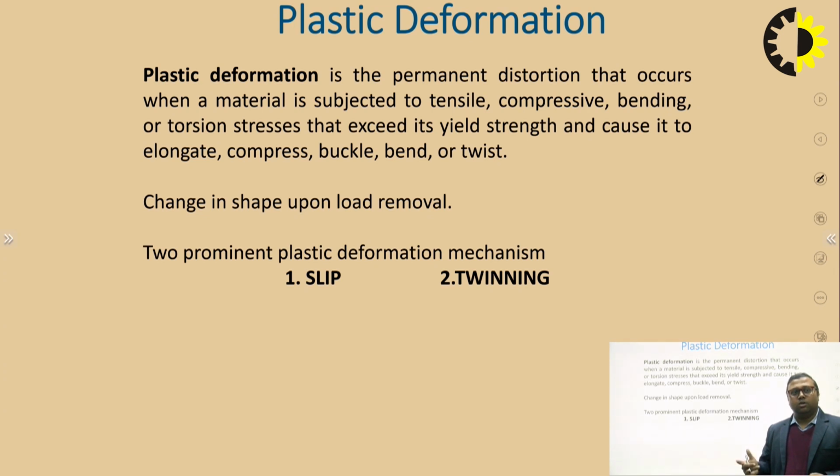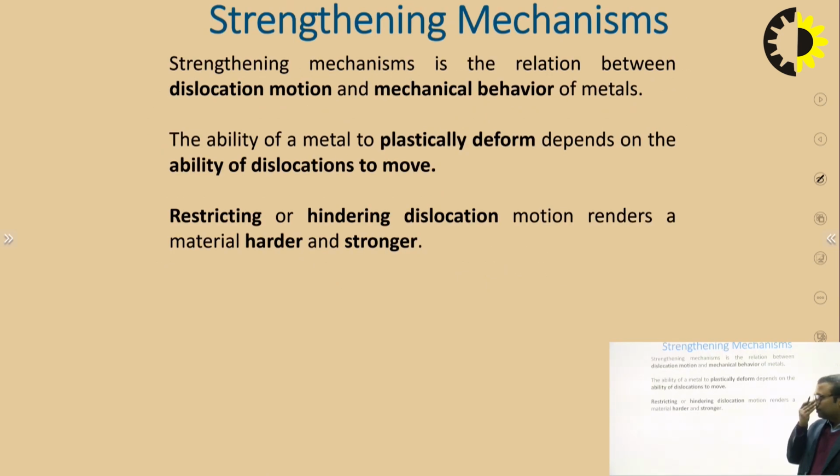Then the zone which actually shows the deformation, permanent deformation, is known as plastic deformation, and there is always a change in the shape of the particular material upon removal of the loads. So actually there are two different types of plastic deformation mechanism. One is the slip mechanism and another is the twinning mechanism.